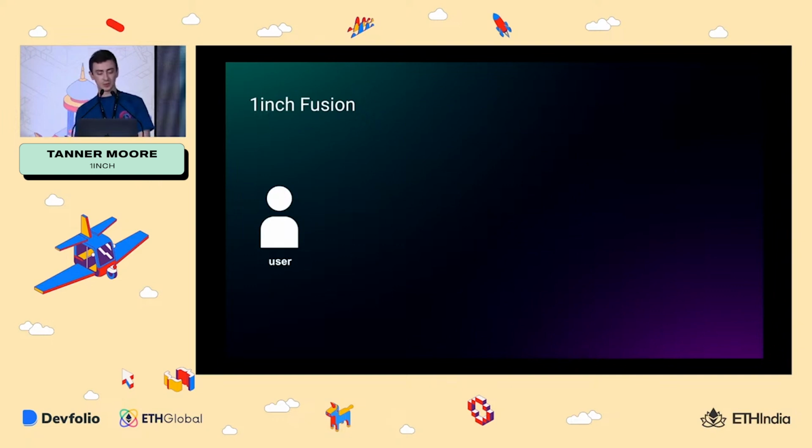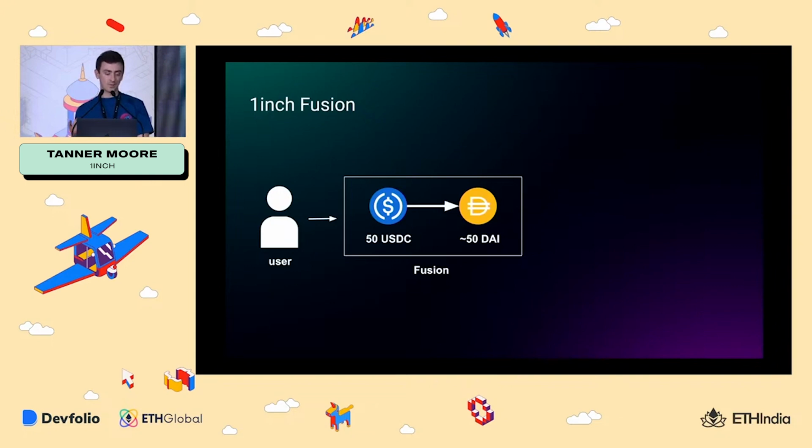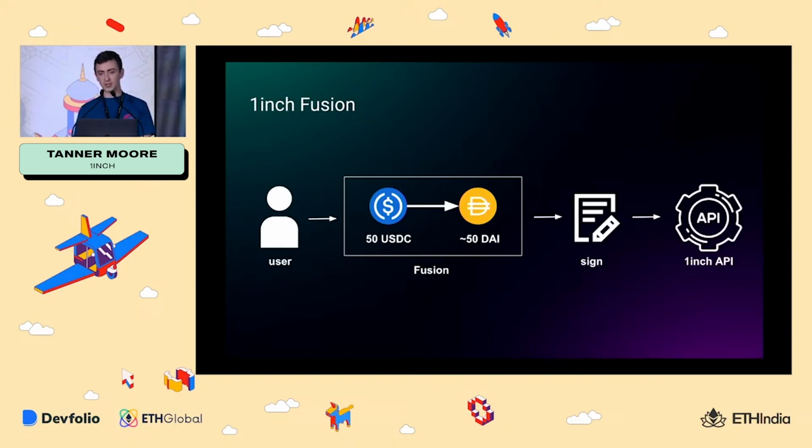So again, let's look at what's going on with the diagram. So we have the user. They say, I would like to swap 50 USDC for DAI. The Fusion system will estimate something around 50 DAI coming back to them. The user will sign that transaction, and then it will go off into the 1inch API.